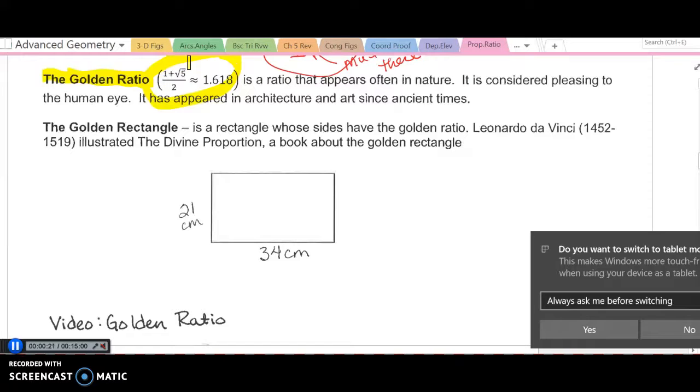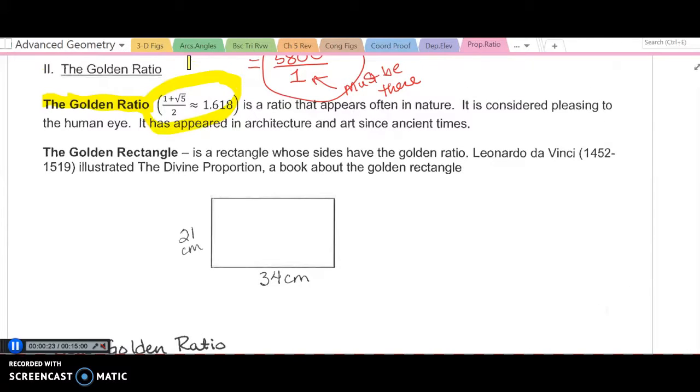And why do we care about the golden ratio? Well, because it appears a whole lot in nature, like naturally. And it's also considered to be pleasing to the human eye. It's what's called aesthetically pleasing. And so it's been around forever. It was used in a lot of places.